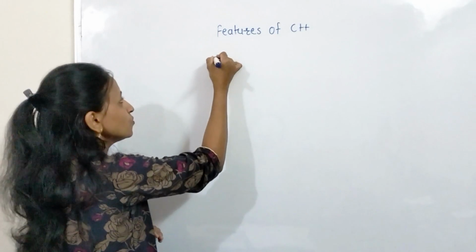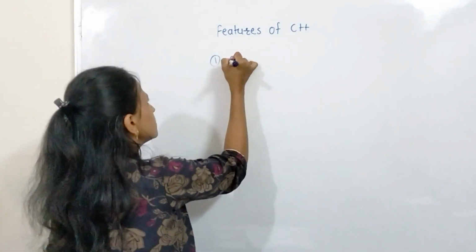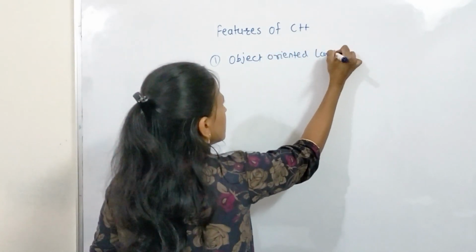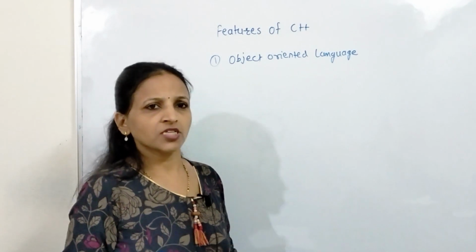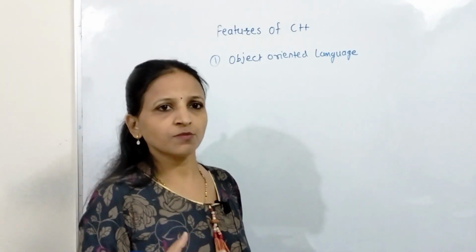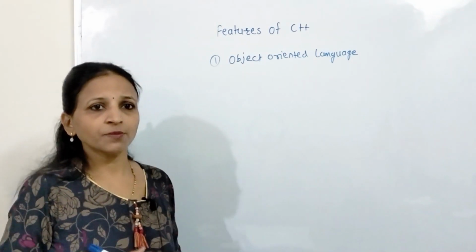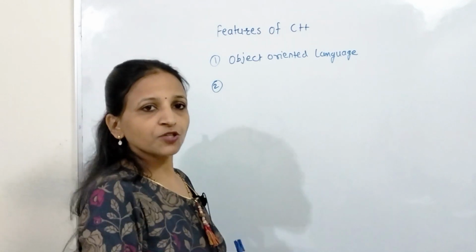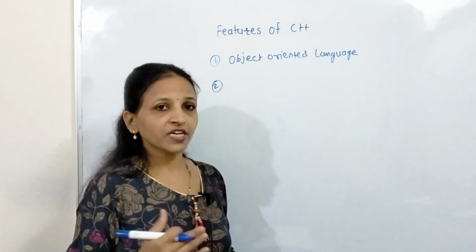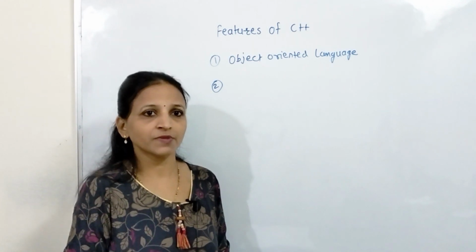The first thing, you already know that C++ is an object oriented language. C++ has all the features of object orientation like class, object, inheritance, encapsulation, dynamic binding, message passing, everything. That's why C++ is an object oriented language. But it does not mean we cannot develop programs using the procedure oriented approach in C++.